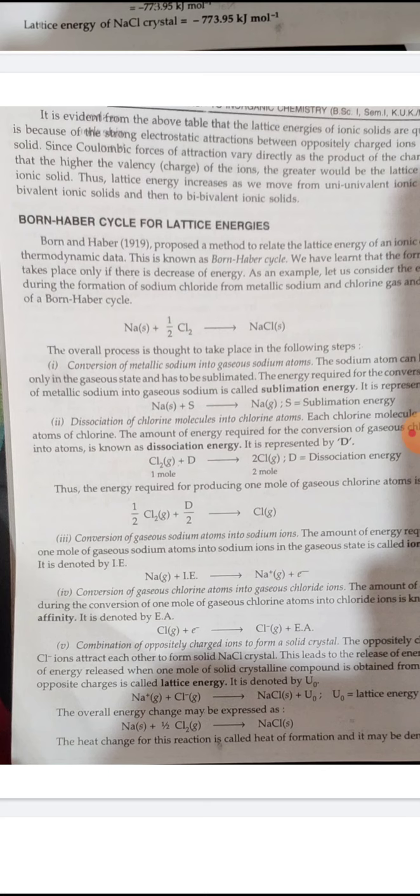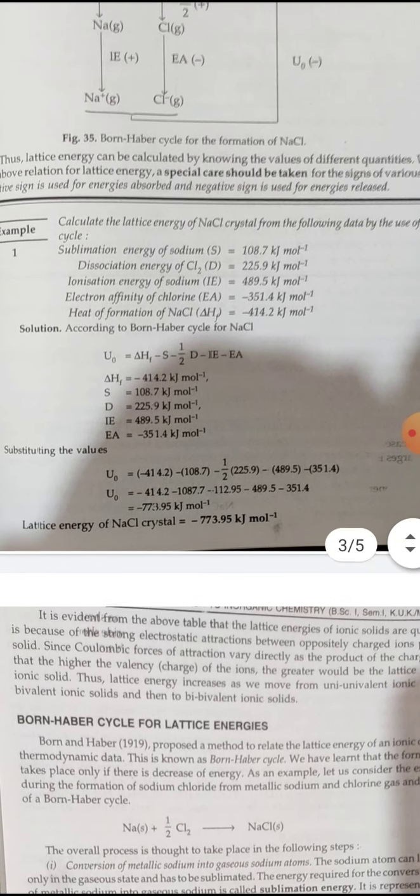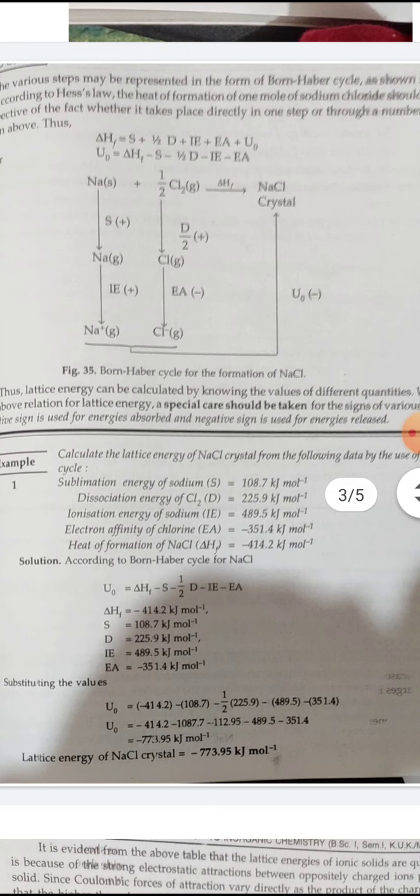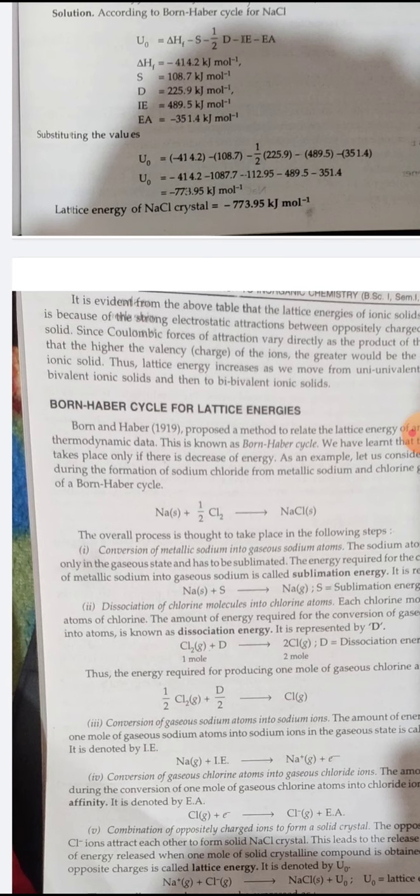The second step is dissociation of chlorine molecules into chlorine atoms. A chlorine molecule consists of 2 atoms of chlorine. The amount of energy required for the conversion of gaseous chlorine molecules into atoms is known as dissociation energy. That is, half Cl2 plus dissociation energy D/2, because for producing 1 mole of gaseous chlorine atoms the energy is D/2. Then chlorine is converted into chlorine in the gaseous state.